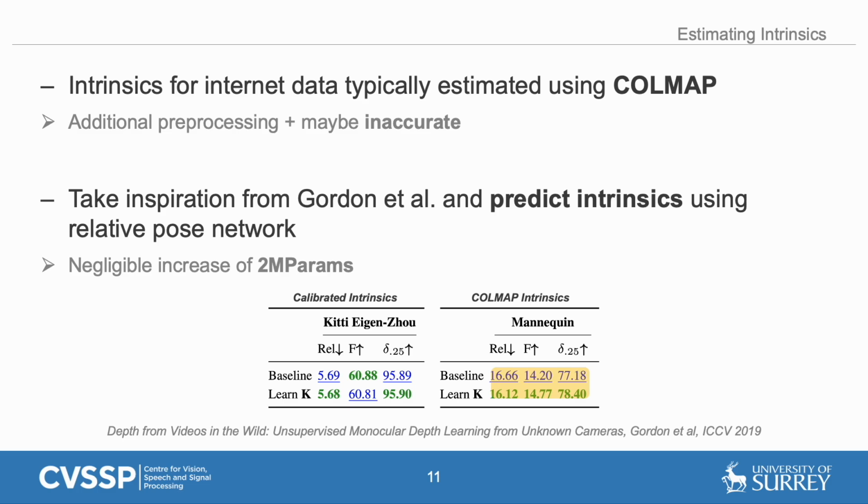Videos from the internet don't usually provide camera intrinsics. Instead, they're usually estimated using Colmap, which increases pre-processing and may be inaccurate. We take inspiration from Gordon et al. and predict the camera intrinsics using the pose estimation network. We showed that this improves performance compared to training using Colmap intrinsics.